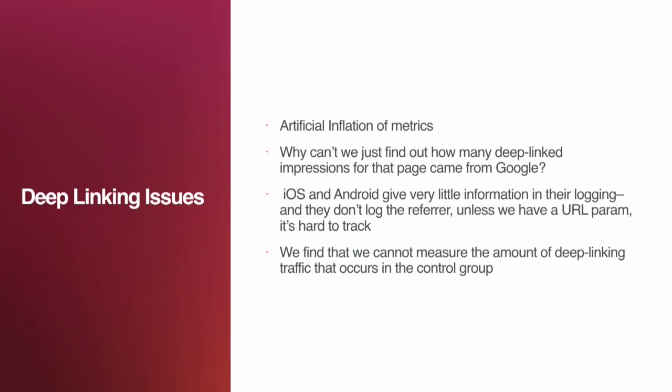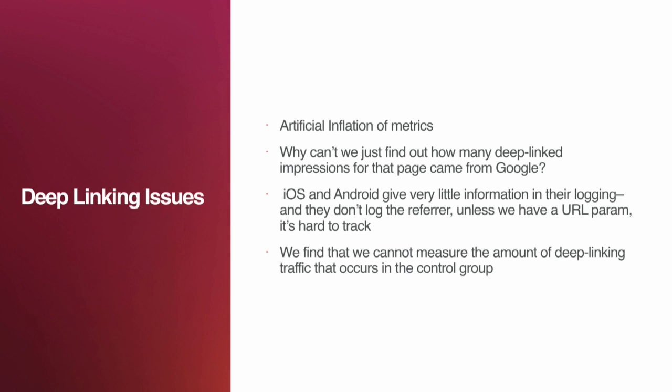Now, why does it do this? Well, the big problem is that we are unable to track the amount of users coming in from deep linking. Now, why is this an issue? Because iOS and Android don't give us the referrer information. They don't tell us that people are coming from Google. Now, how this works with paid search is that you have a URL parameter that is added when people come in. But people coming from Google, you can't add a URL parameter to a Google search result. I mean, you could, but that wouldn't be great for SEO. So as a result, we can't actually experiment with traffic.